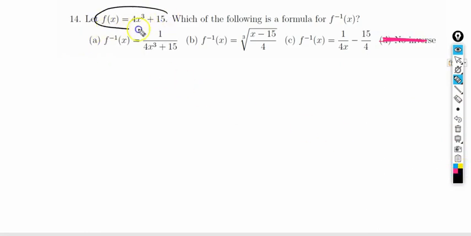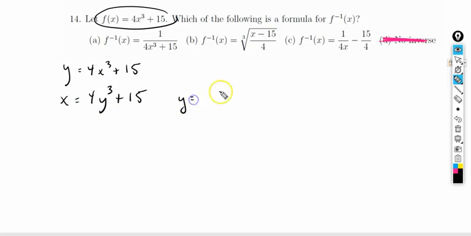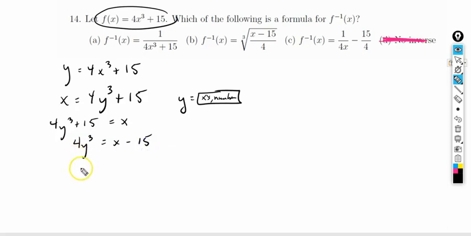So what are the steps? You start with this and you replace f of x with y. Then you swap x and y. Then you solve for y, i.e. you want to get y by itself on the left-hand side. And what you have over here is x's, numbers, and symbols, but not the plus or minus symbol. So let's swap sides. Let's subtract 15 from both sides. Let's divide both sides by 4.